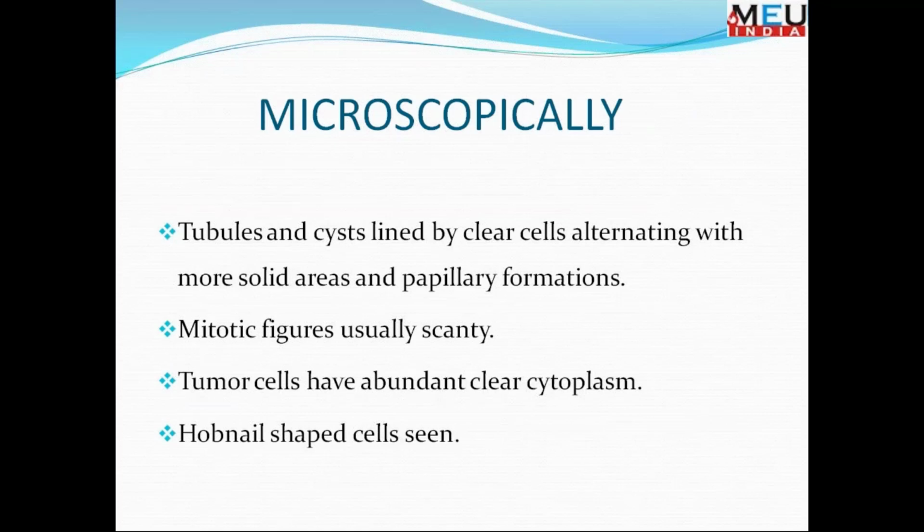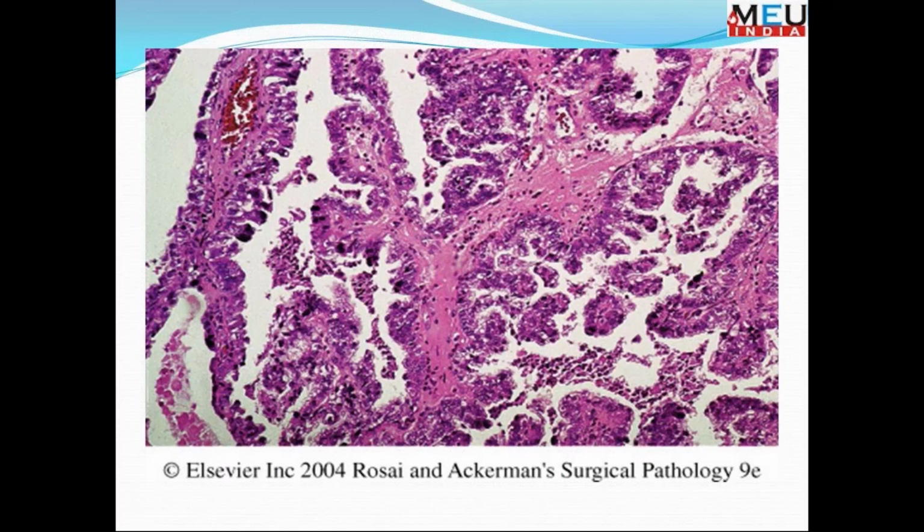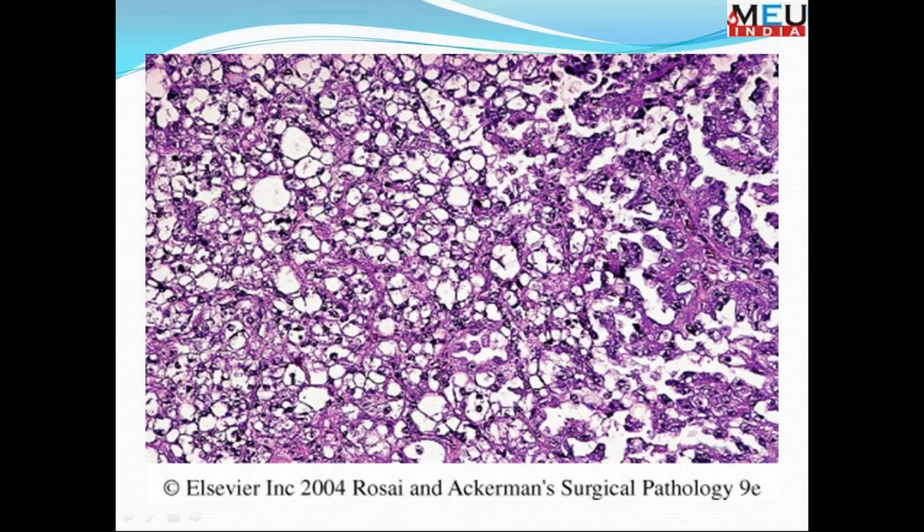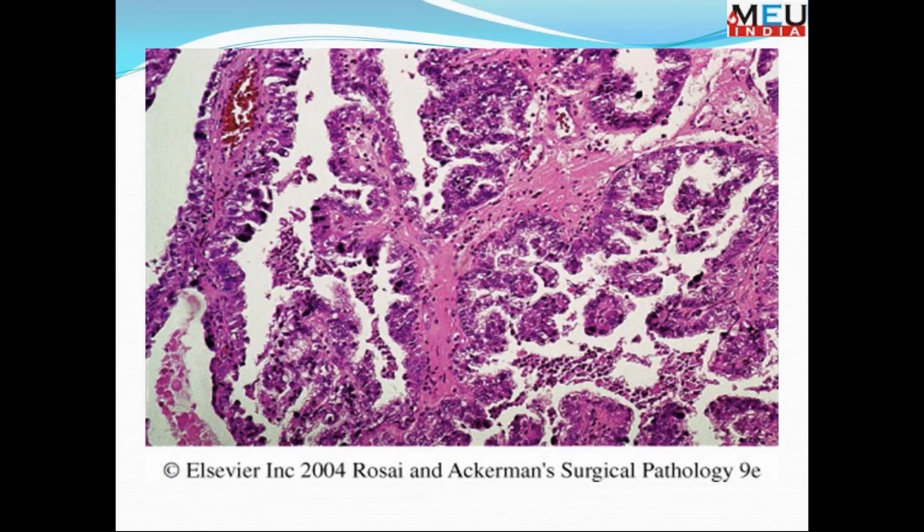Microscopically, we find the tubules and cysts lined by clear cells alternating with the solid areas with papillary formations. Mitotic figures are usually scanty, and tumor cells have abundant clear cytoplasm, and hobnail shaped cells can be seen. This is the hobnail appearance, like the large growth coming out, just like the horseshoe or the nail. This is the hobnail like appearance.